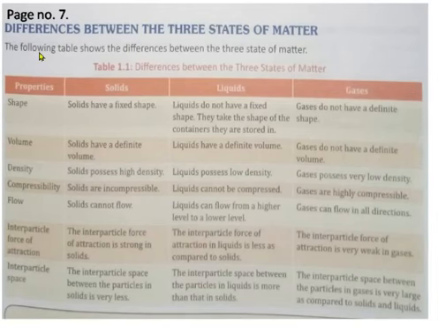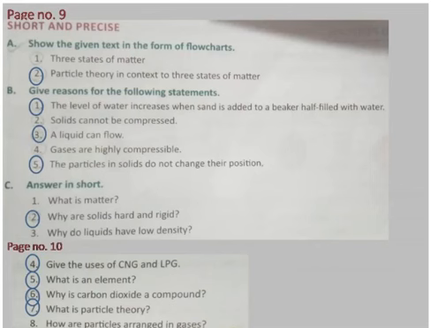On page number 7, differences between the three states of matter are given. Table 1.1. This is a very important table to focus on, because in this table you come to know the differences between the three states of matter, solids, liquids and gases, as well as the properties of different states of matter. So focus on this table, it will clear the concept of this chapter.